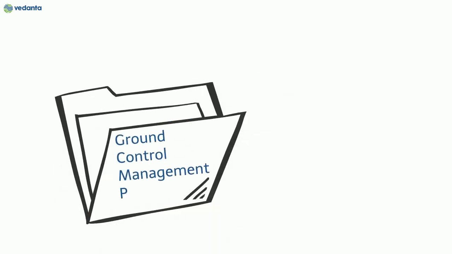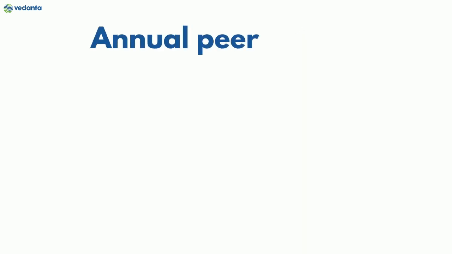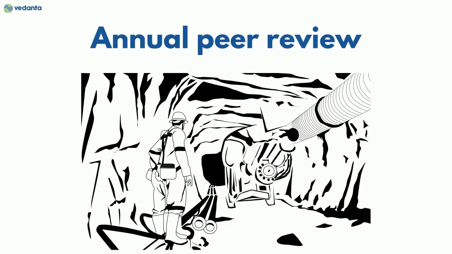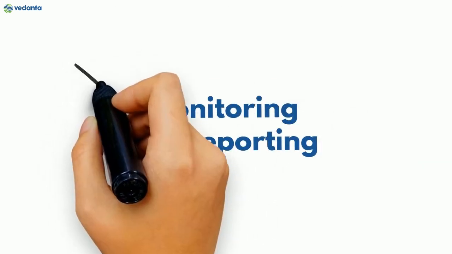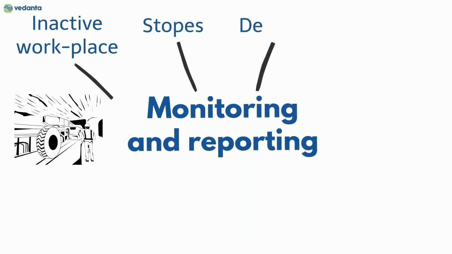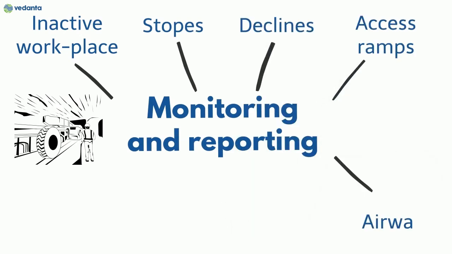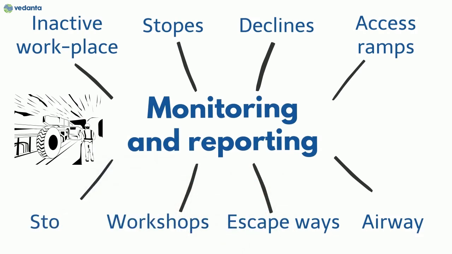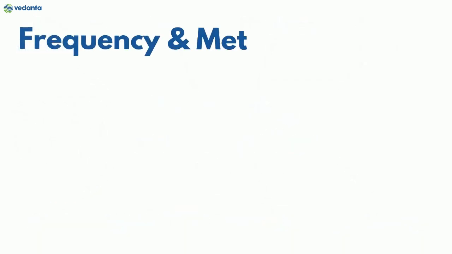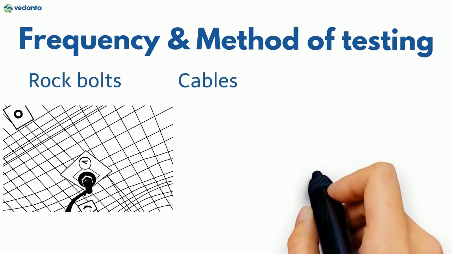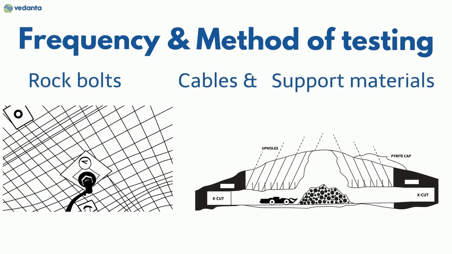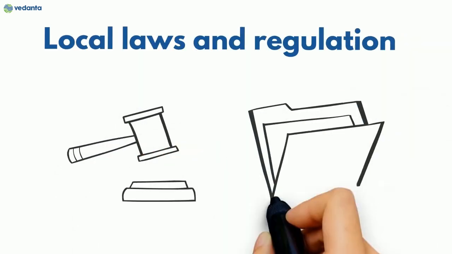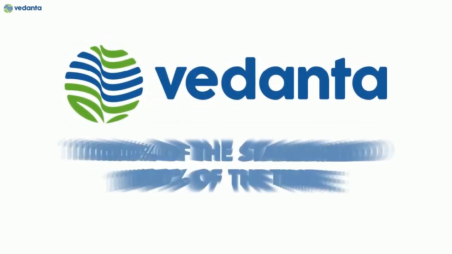The ground control management plan must be updated yearly. An annual peer review must be conducted to monitor compliance. An external review must be undertaken every 2 years. Procedures must set the frequency and responsibility for monitoring and reporting on inactive workplaces, stopes, shafts, declines, access ramps, airways, escapeways, workshops, stores, etc. Procedures must specify the frequency and method of testing rock bolts, cables, and other support materials, including third-party testing. All local laws and regulations must be applied. And remember, you must adhere to 100% of the standard 100% of the time.